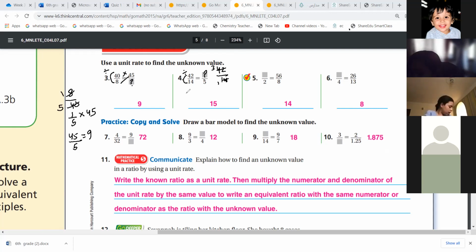You got 3. But this 3, you will multiply with 5. This you will divide and this you will multiply. You got 15.